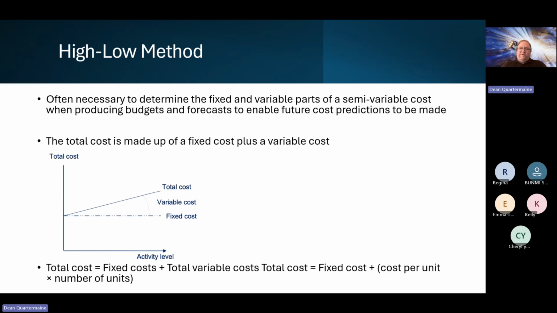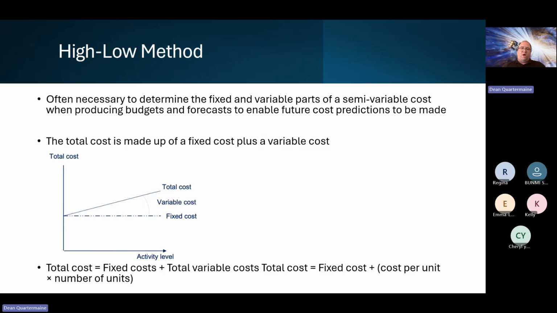So that's all very good, what we've done up to now, but quite often we need to be able to determine the fixed and variable parts of a semi-variable cost. So remember, semi-variable cost is shown in this graph halfway down the slide. With a semi-variable cost, the total cost is made up of a fixed cost plus the variable cost.